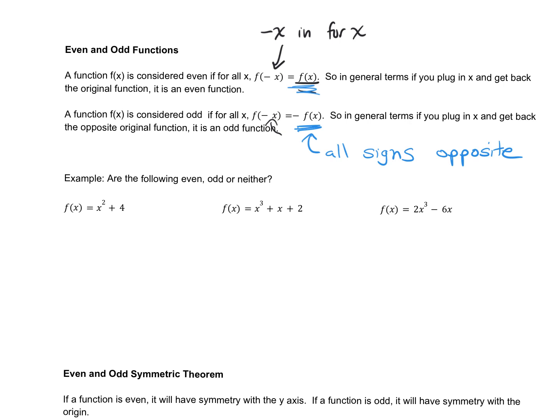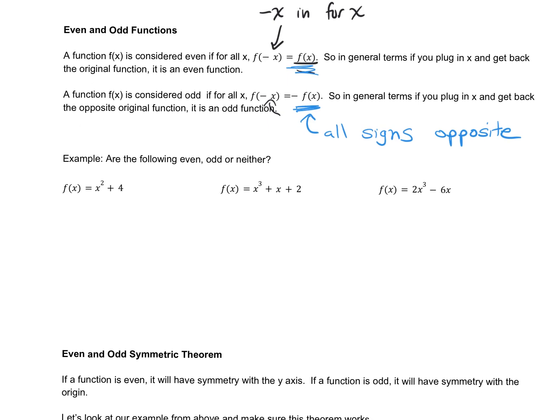So if you want to know if a function is even or odd, you can simply plug in negative x and see what you get. Do you get the same? Do you get the opposite? Or do you get something else? Okay. So I have 3 examples here. I'm pretty sure one is even, one is odd, and one is not. So it's going to be our task to try to figure out which is which.